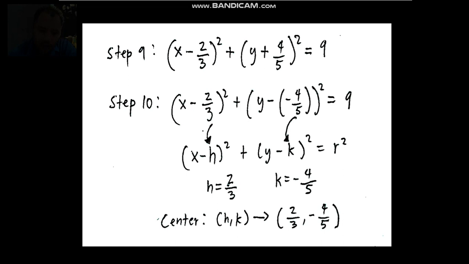Now after these 10 steps, I was able to find the center, h, k, and it has coordinates 2/3, comma, negative 4/5. So the h here is the x coordinate of the center. K here is the y coordinate of the center.